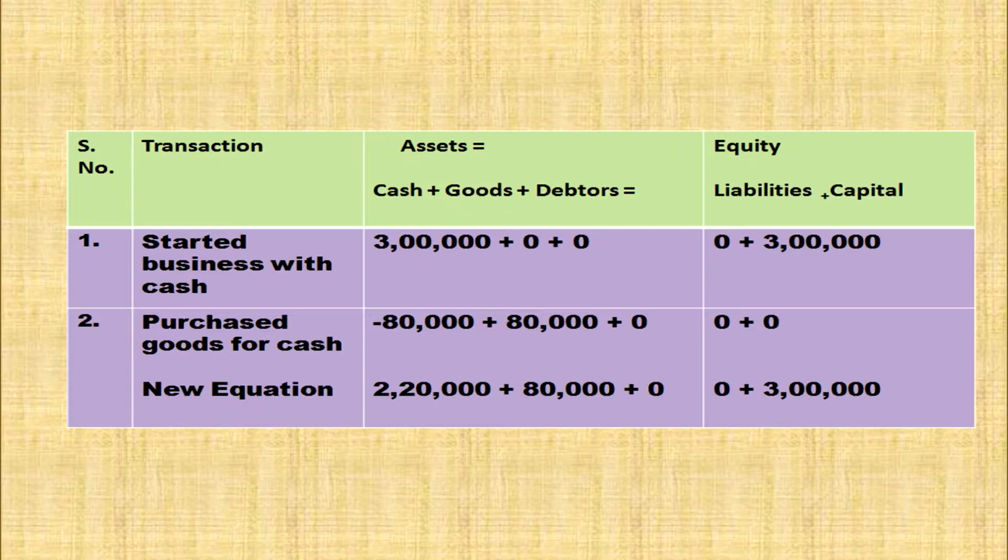Second transaction, purchase goods for cash. Goods are coming inside the business. So in the goods column, added 80,000. When goods are purchased, cash is going from the business. So in the cash column, deducted 80,000. New accounting equation will be: cash column balance 2,20,000 plus goods balance 80,000 equals liability 0 plus capital balance 3 lakh.